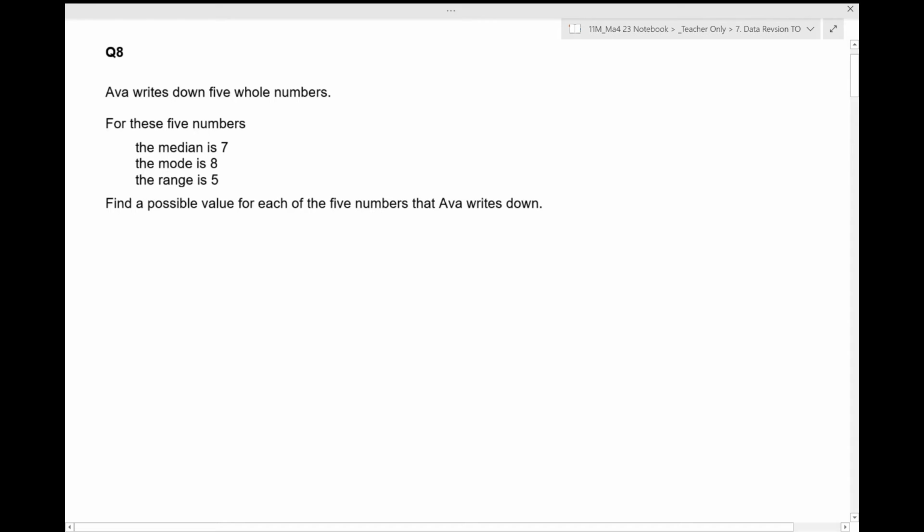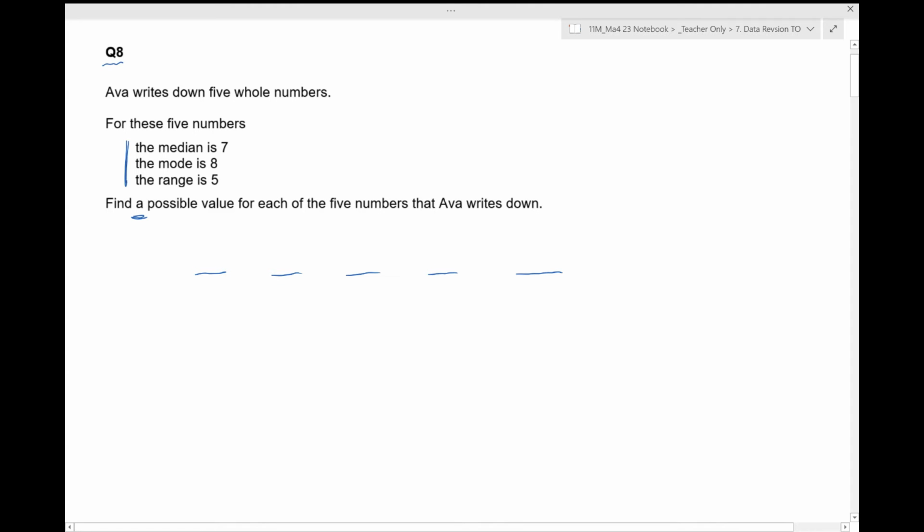Right, question type number 2, finding missing numbers. Let's have a look at question 8 here. Ava writes down 5 whole numbers. Now I'm going to go 1, 2, 3, 4, 5, and these are going to be in size order. Now for these 5 numbers, I've got this information. Find a possible value for each of the 5 numbers.